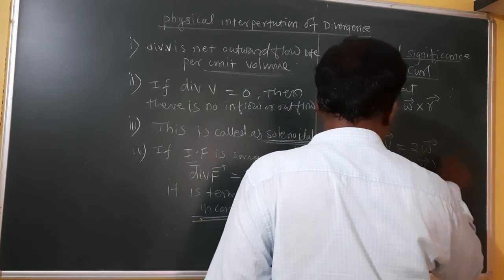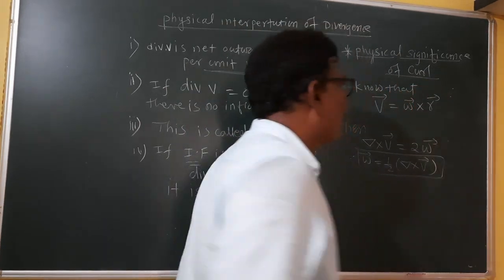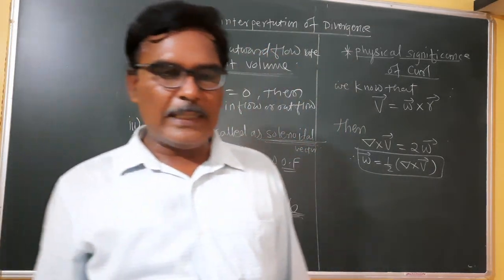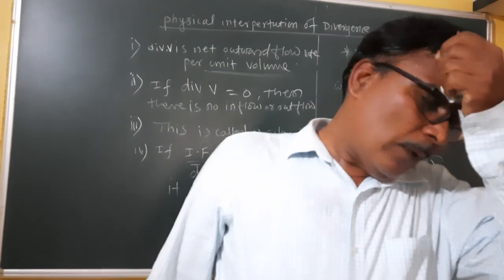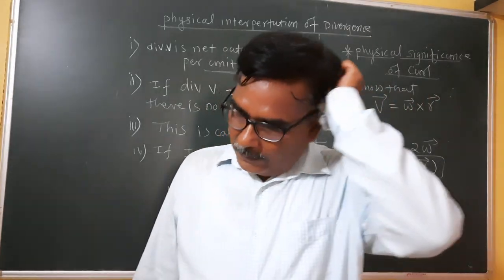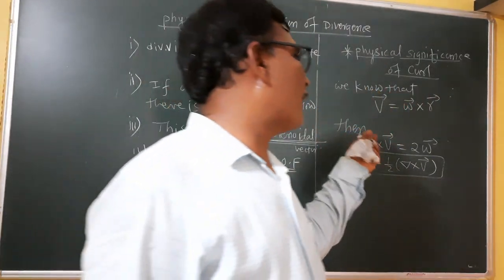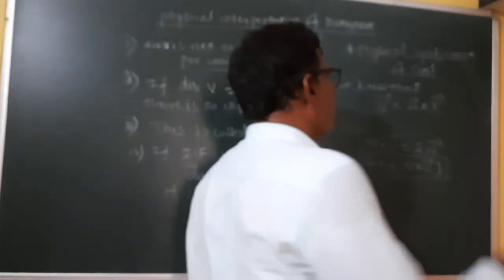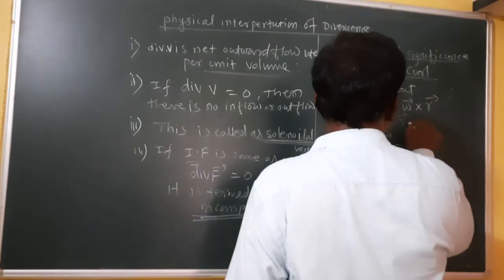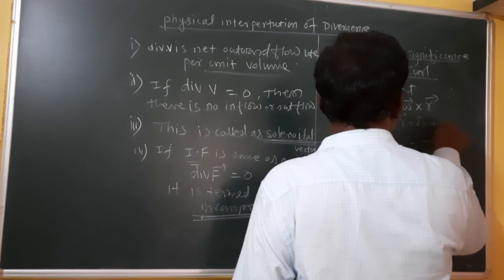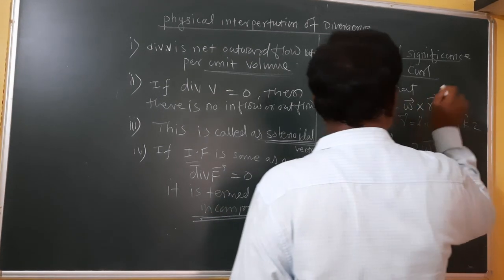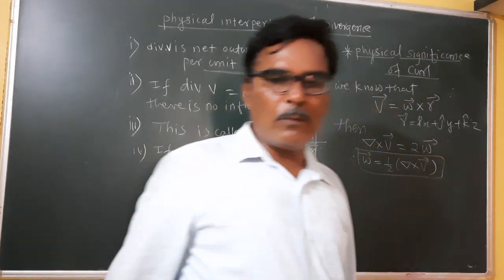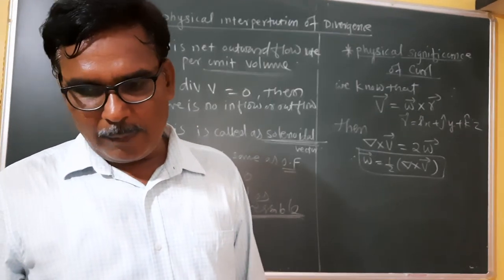This is one more interpretation we derive by using the determinant of i, j, k, omega x, omega y, omega z, and rx, ry, rz, and differentiating. Here r is the position vector, having value i cap x plus j cap y plus k cap z, and omega has components omega x, omega y, omega z. It gives the property.